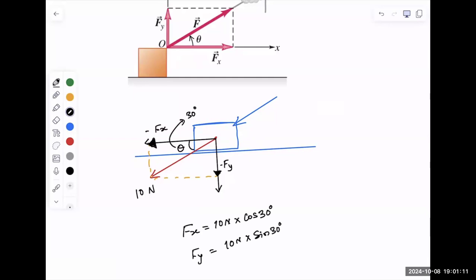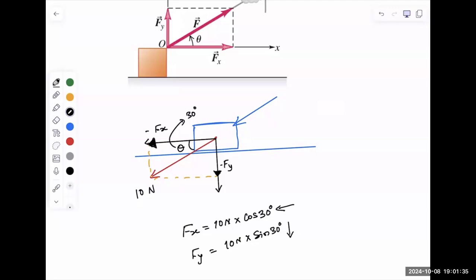Remember here, I did not put any positive or negative because I said this angle is 30. So I'm not measuring this angle, I'm just measuring this angle. So that's why I put it. And now here, based on this diagram, you should say this force is acting downward and this force is acting in this direction. Okay.